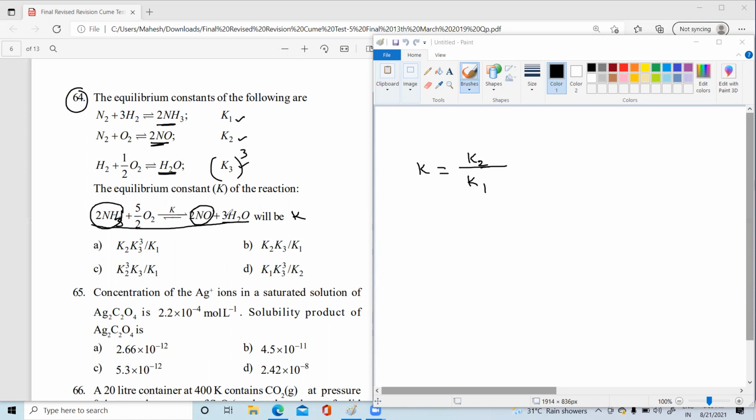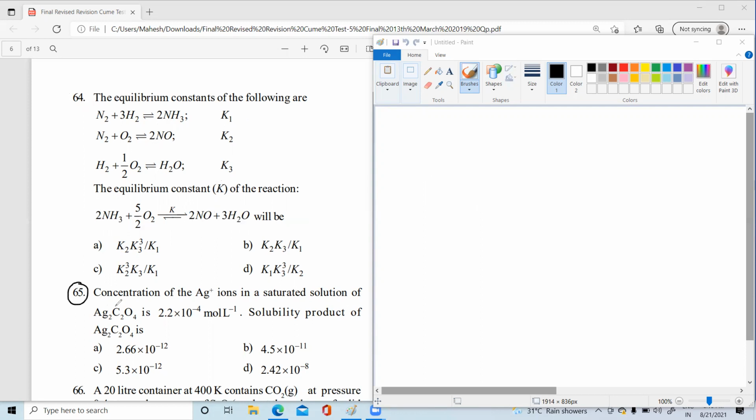K3 power. Why? Because here 3 moles are there, so the power is raised to 3. So the answer should be K equal to K2 into K3 cube divided by K1. So K2, K3 cube divided by K1. So the option should be A, students. For question 64, option A is the correct one.